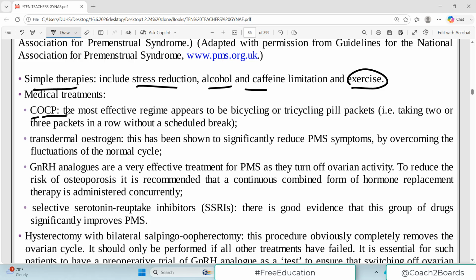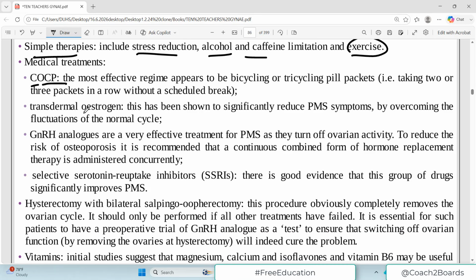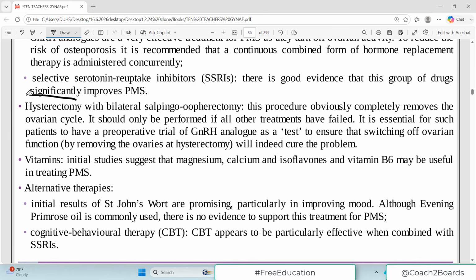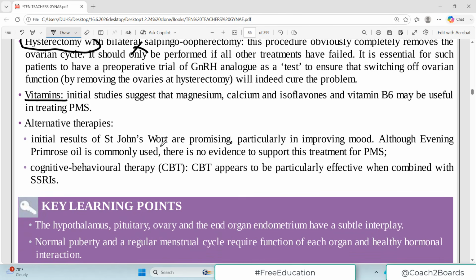Combined oral contraceptives are the magic pills. Transdermal estrogen some people use. SSRIs are good. They improve premenstrual syndrome big time. And also gonadotropin releasing hormone analogs, because they try to shut off the ovarian activity. These are kind of going too far. Hysterectomy, well, I do not recommend such things unless really required. Some vitamins, some alternative therapies such as cognitive behavioral therapy. These are all psychological things.